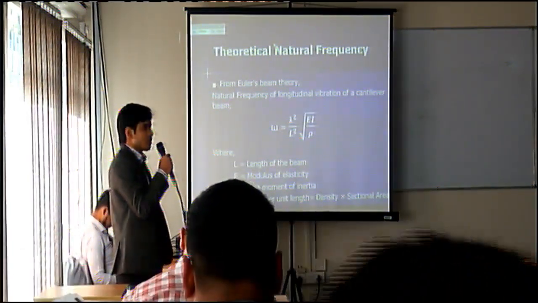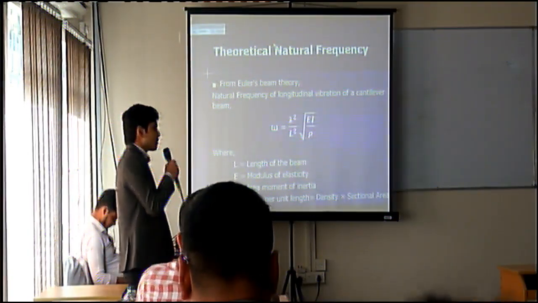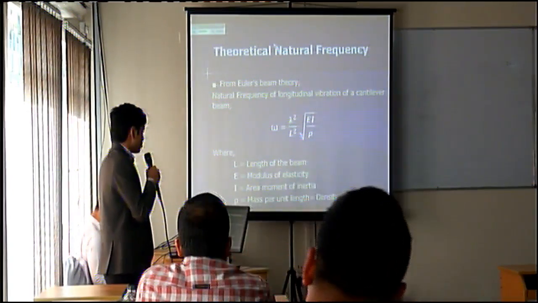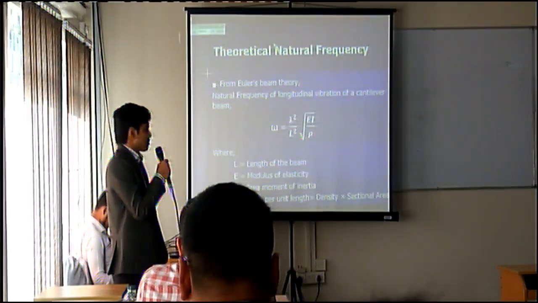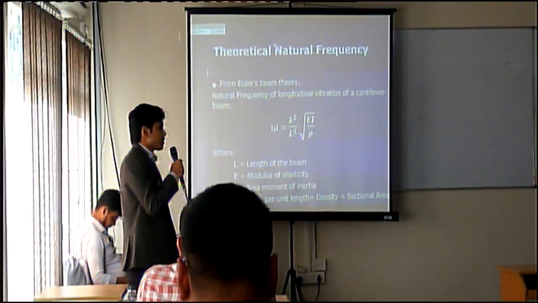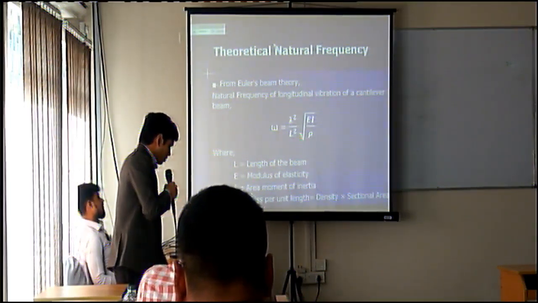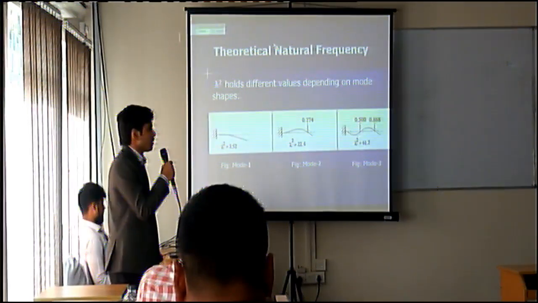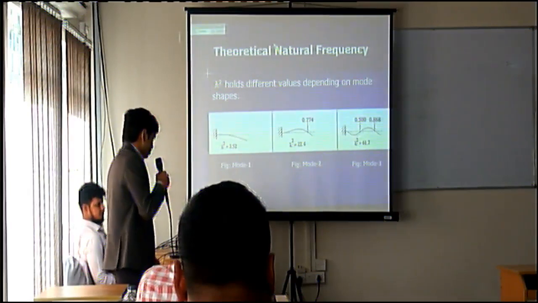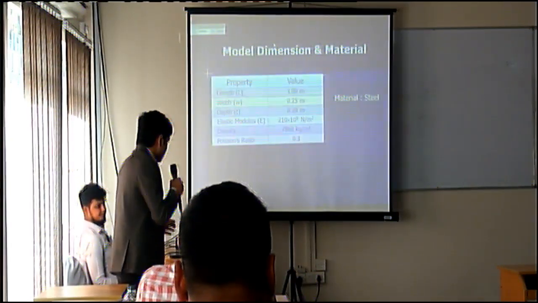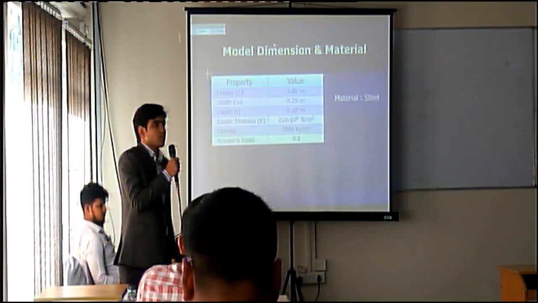Here is the theoretical natural frequency calculation. From Euler beam theory, we can calculate the natural frequency of cantilever beam. Here the parameters are the length of the beam, the modulus of elasticity, the area moment of inertia, the mass density, and the constant lambda square. This depends on the mode shape. Mode 1, mode 2, and mode 3 give different values of lambda square. So we can calculate the theoretical value and compare it with the simulation result.